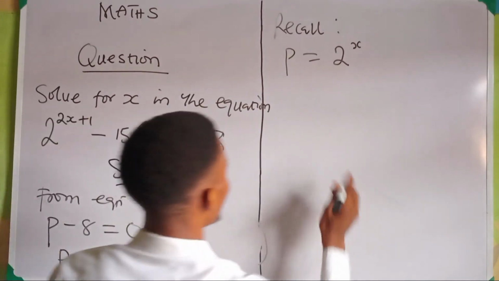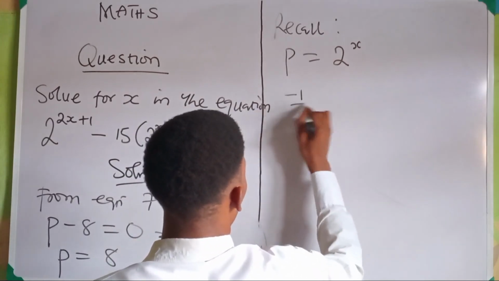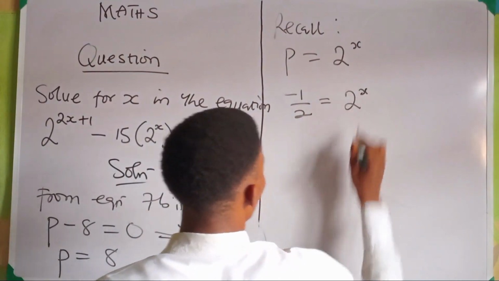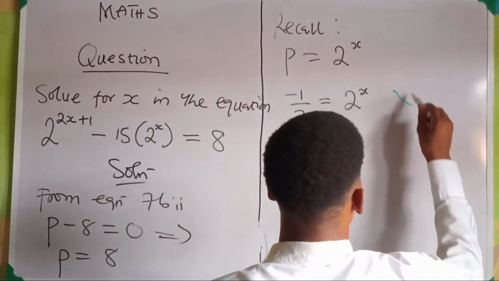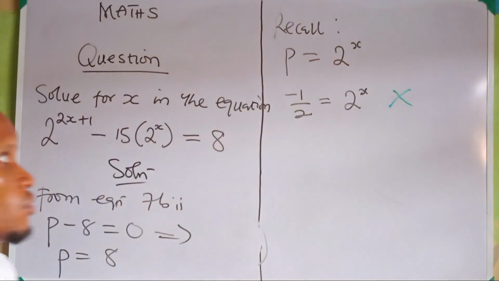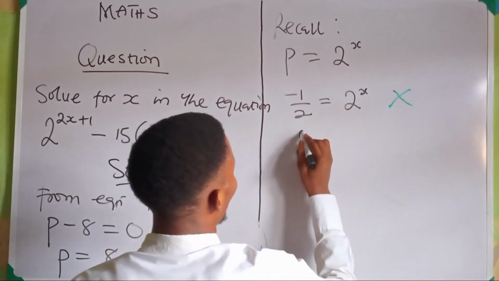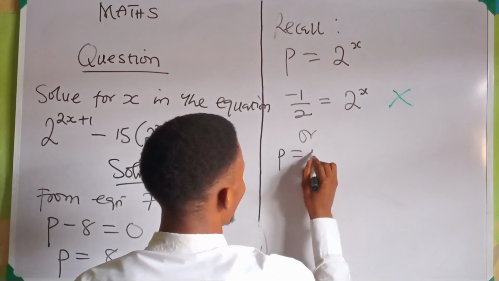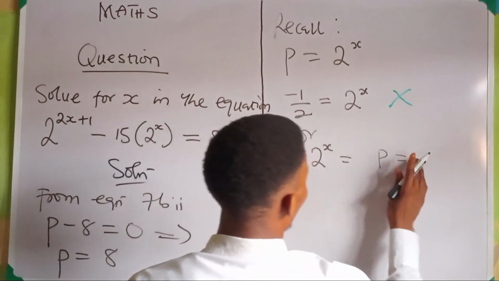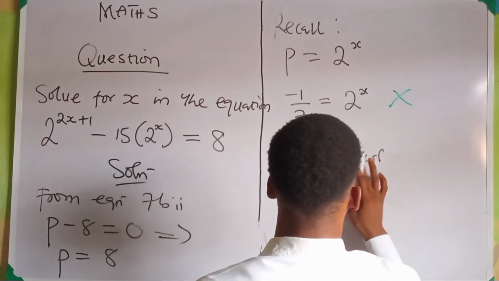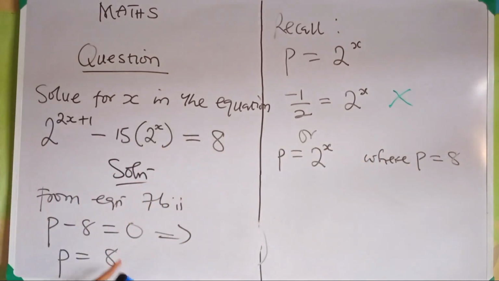So from what we got here, we have that p was minus half is equal to 2 raised to power x. If you look at this, you know this doesn't have a solution. We can't use this to get the value of x. So we consider the second one, where p is equal to 2 raised to x, where p equals 8, which is what we got here.